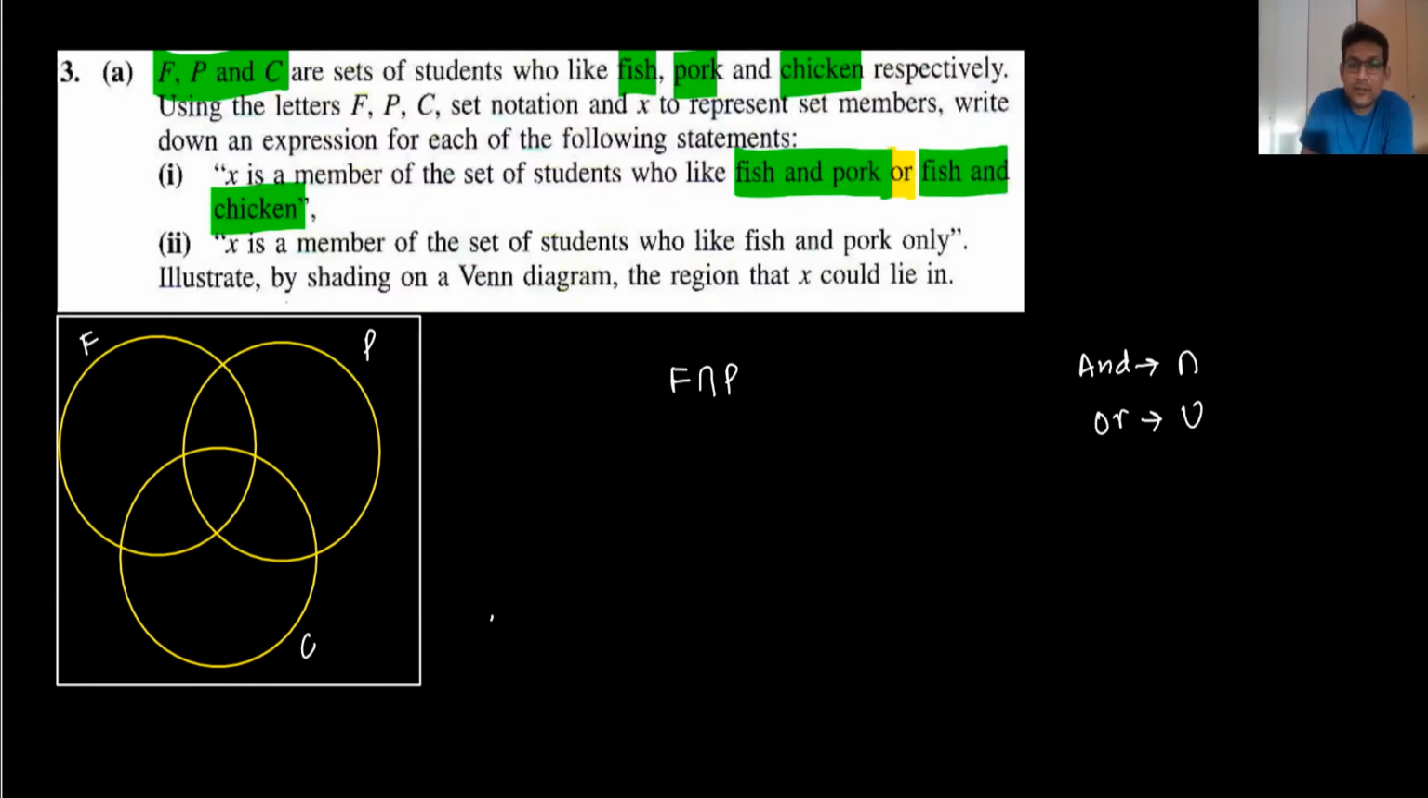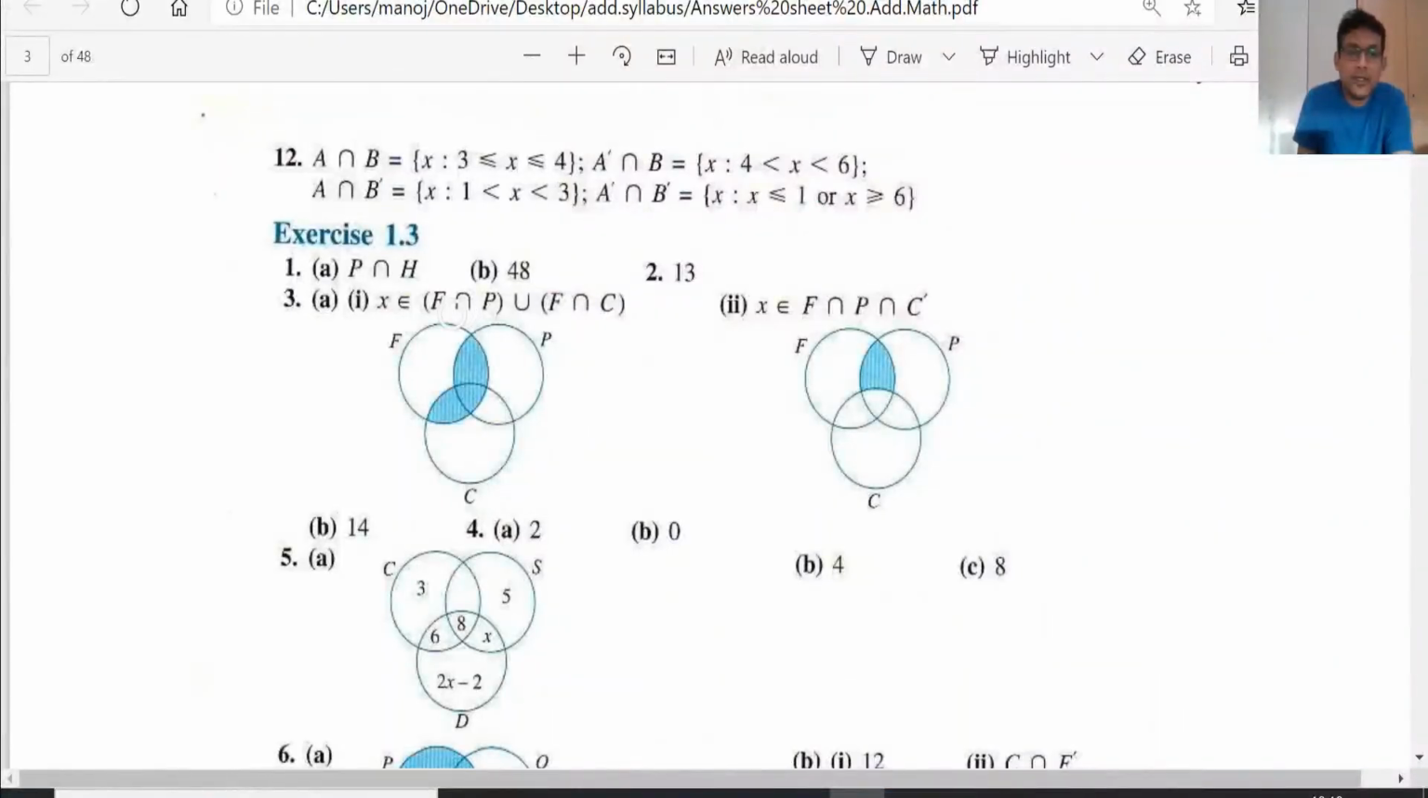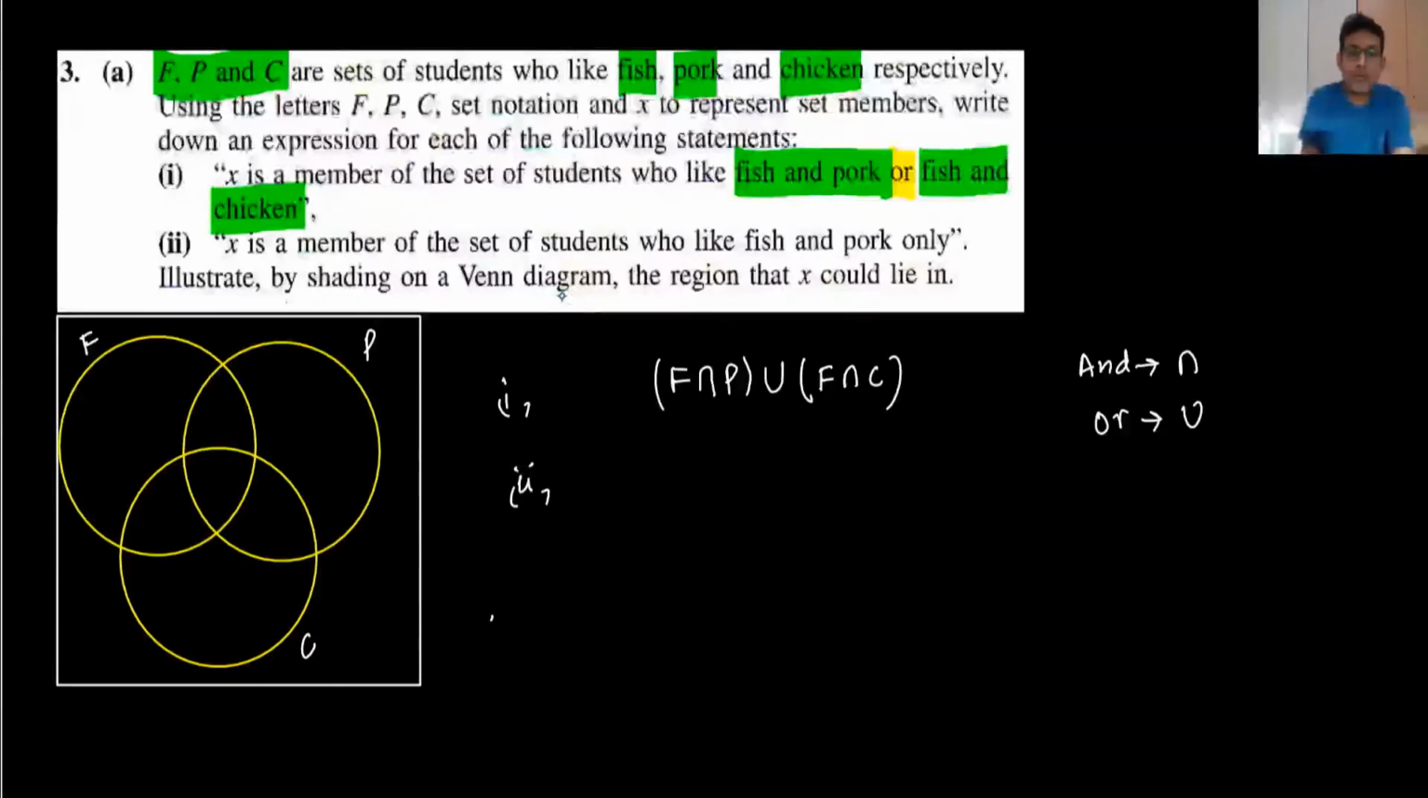Or means union, so definitely I have to write union. And fish and chicken means fish intersection chicken. This is the right answer of the first part. Or you can write X is a member of, like here, so it's okay. You can also write like this. Part two, let's check the answer of this part. Yes, this is 100% right. We have done part one.